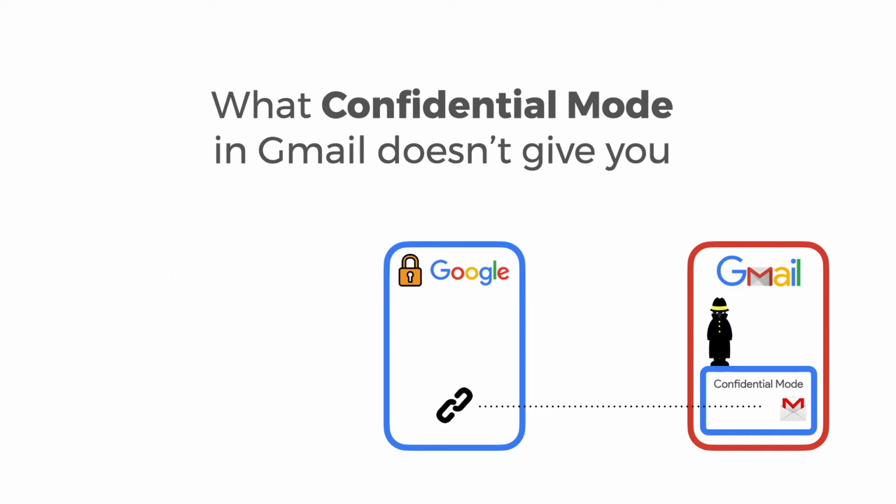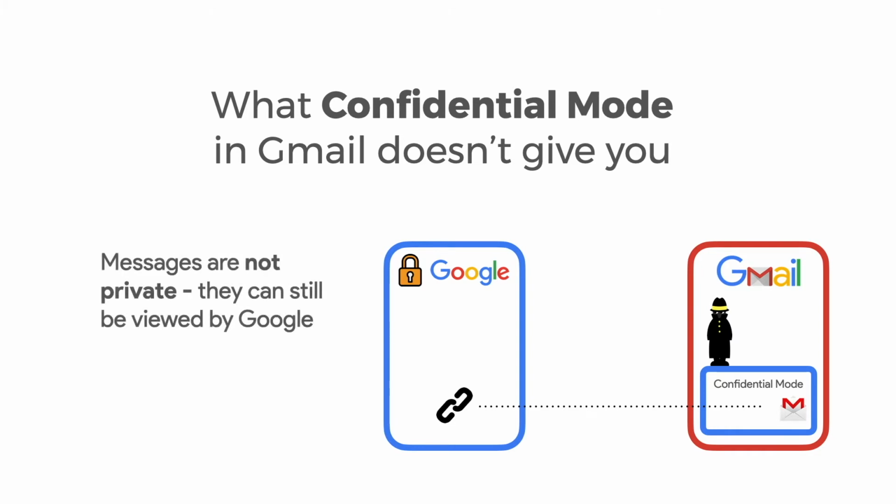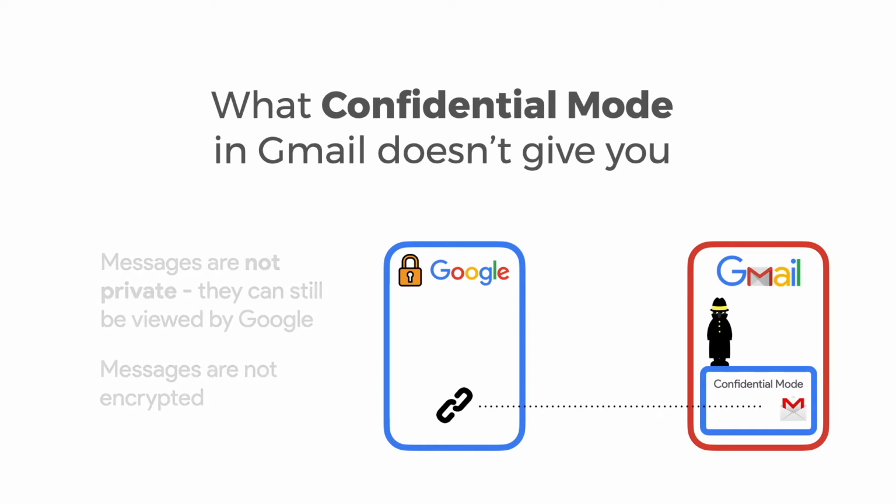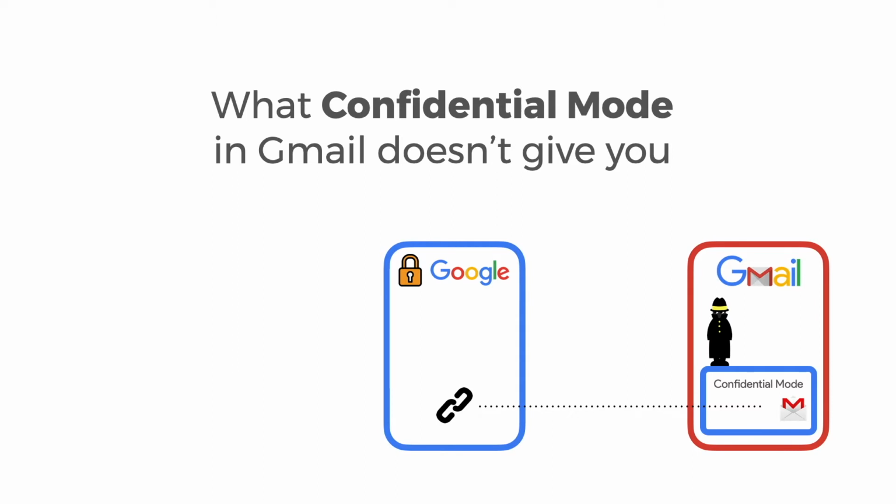The messages that are stored on the server are not private in any way. They can still be read by Google. It's also worth pointing out that the messages are not encrypted or in any way secret. Gmail's confidential mode provides a sort of compromise between convenience and the degree of security for your messages.